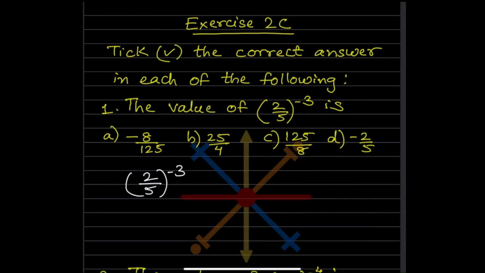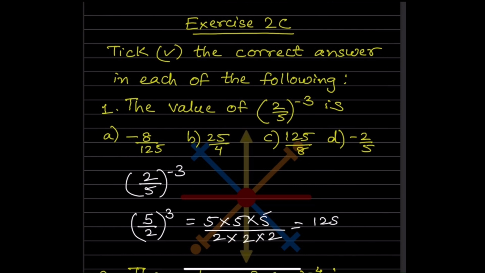Because we have the negative exponent, the first thing we have to do is make the exponent positive. So we have to flip over, 2 by 5 will be 5 by 2, and this will become positive. So this is going to be 5 into 5 into 5, because whenever you have such type of problems, you have to multiply this into this and this into this. So 5 into 5 into 5 divided by 2 into 2 into 2, that will be 125 divided by 8. So the option here is C.